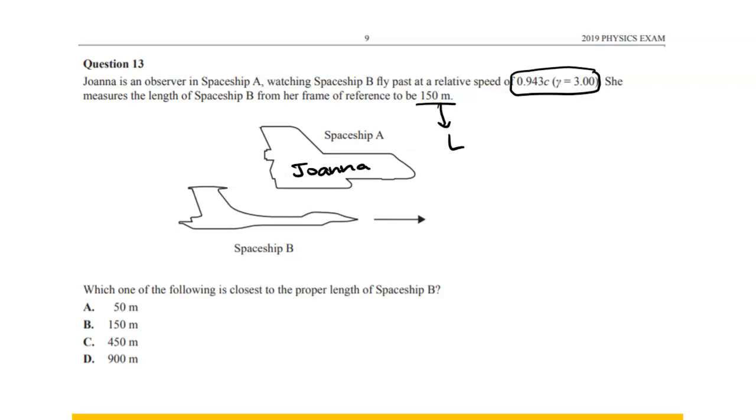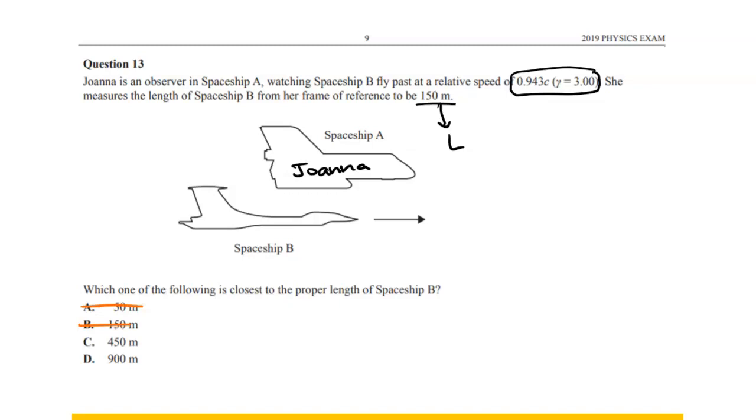So this is the contracted length L. She cannot measure the proper length because she is not on Spaceship B, or at least stationary relative to Spaceship B. We know that 150 meters is the contracted length. So we know at least that it can't be the values of A or B. It needs to be a length greater than that. The proper length is the largest possible length.